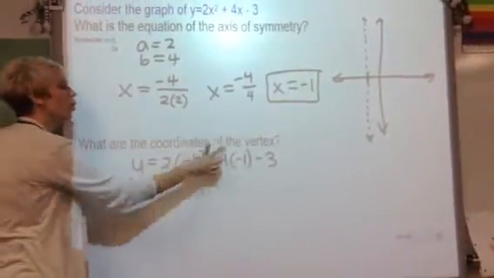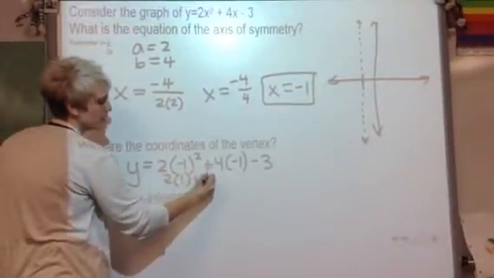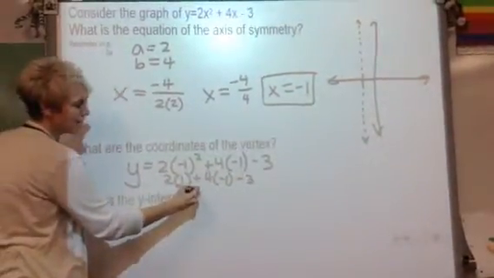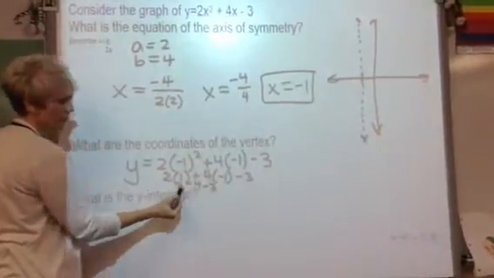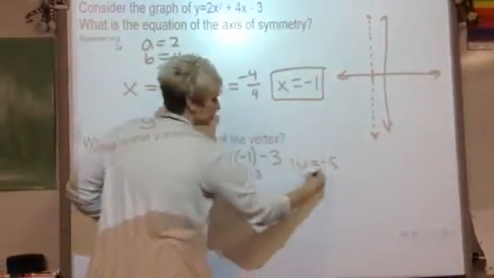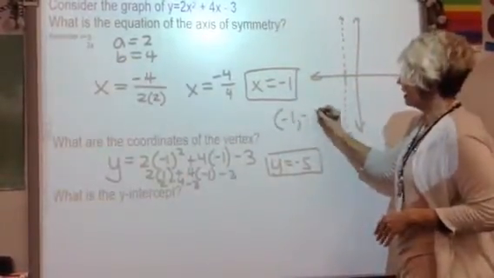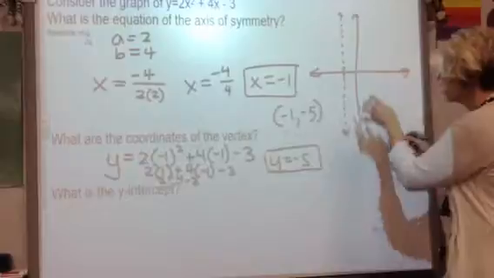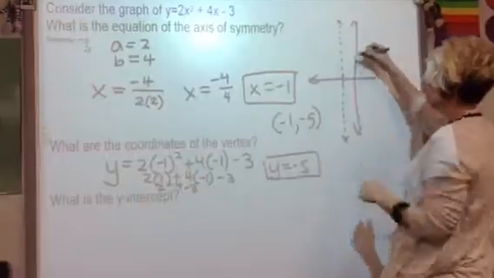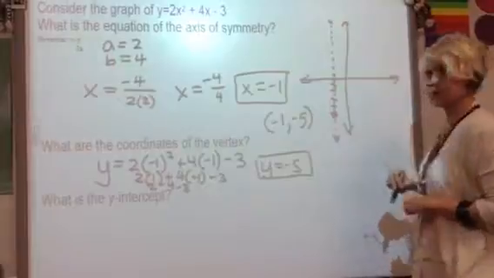Now we'll simplify it. Order of operations, we have to do the power first. So this would be 2 times 1 plus 4 times negative 1 minus 3. So that's going to be 2 minus 4 minus 3. 2 minus 4 is negative 2 minus 3. So y is equal to negative 5. Guess what we have now? This is a coordinate. Negative 1, negative 5 is the vertex of this graph, or the lowest point, because this is a U that's going uphill because it's positive. So I would go down 5, and this is going to be, I know, my lowest point.